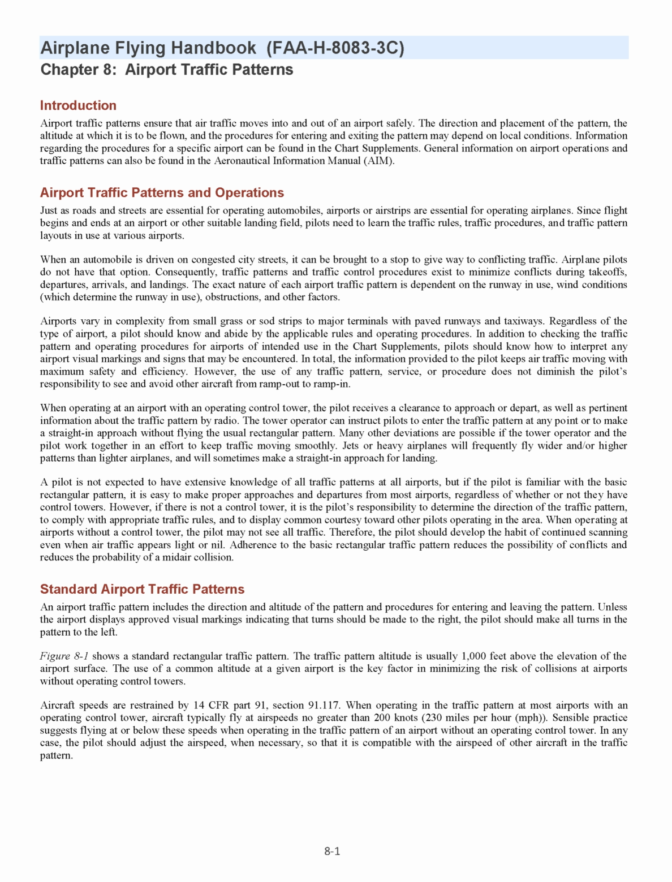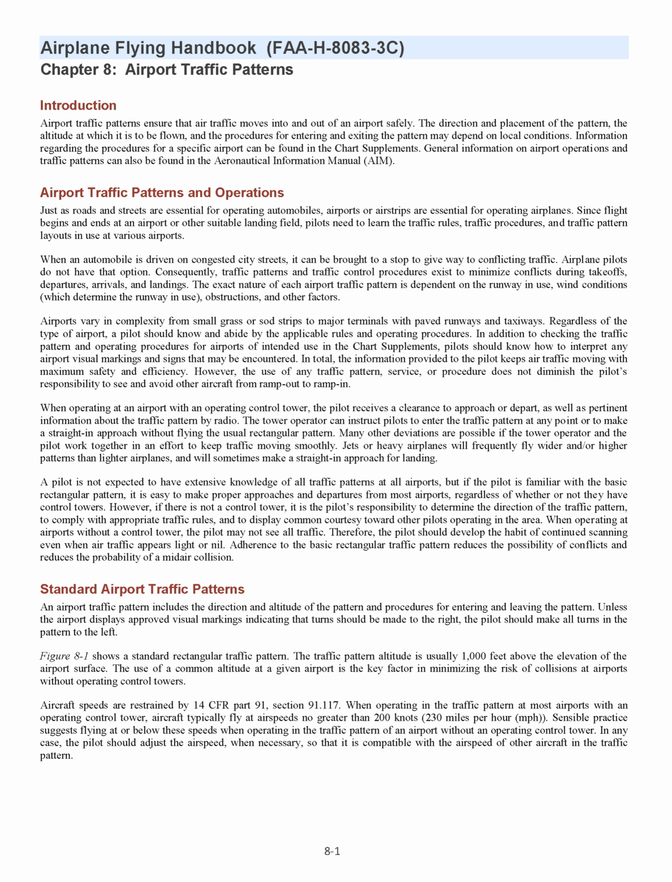Airports vary in complexity from small grass or sod strips to major terminals with paved runways and taxiways. Regardless of the type of airport, a pilot should know and abide by the applicable rules and operating procedures. In addition to checking the traffic pattern and operating procedures for airports of intended use in the chart supplements, pilots should know how to interpret any airport visual markings and signs that may be encountered. In total, the information provided to the pilot keeps air traffic moving with maximum safety and efficiency. However, the use of any traffic pattern, service, or procedure does not diminish the pilot's responsibility to see and avoid other aircraft from ramp out to ramp in.